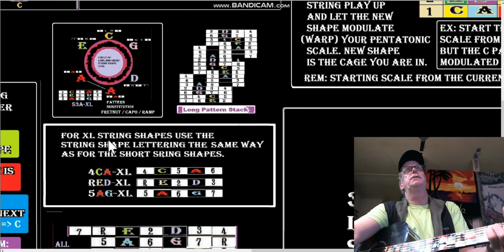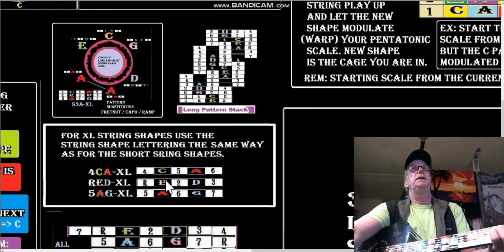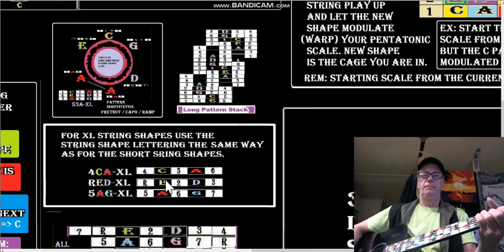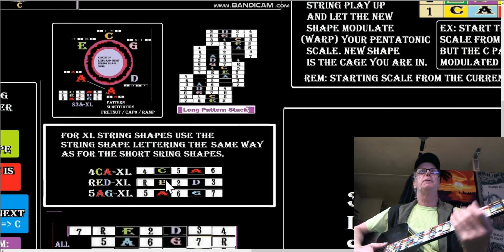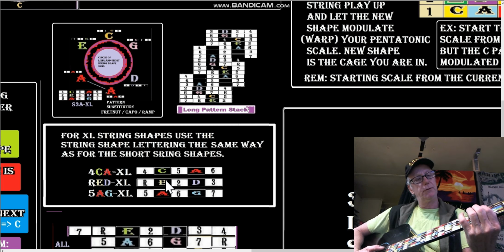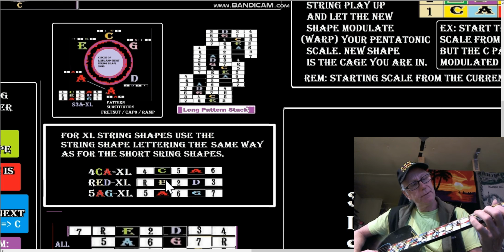For any string shapes, use the string shape lettering in the same way for the short string shapes. So you'd be in the E cage down here. Even though you couldn't play the short pattern, you'd have to play the long pattern, which would go root, 2, 3, 4, 5, 6, until you go back into those short patterns.